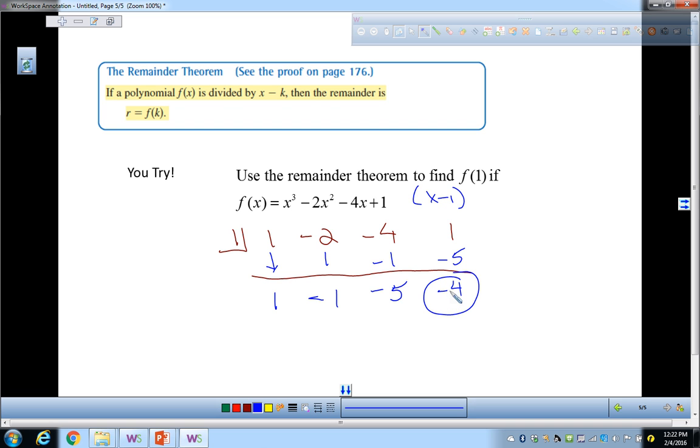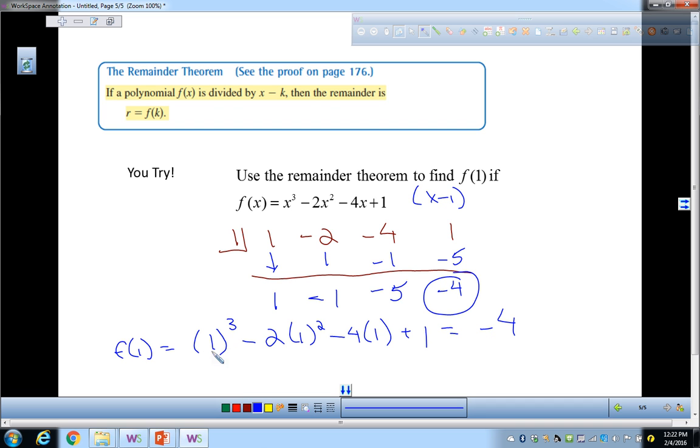What the remainder theorem says, another way to find that remainder, is just to take 1 and plug it in for x, and I should get out -4. Watch. f of 1 is equal to 1 cubed minus 2 times 1 squared minus 4 times 1 plus 1. And if you did all that out, you would get -4. That's what the remainder theorem says.